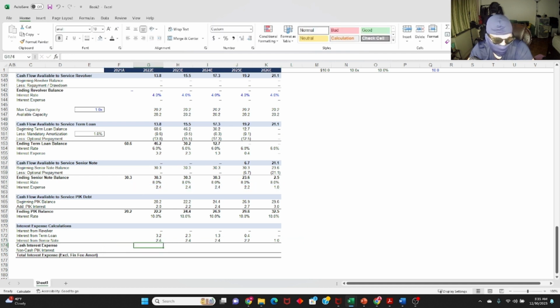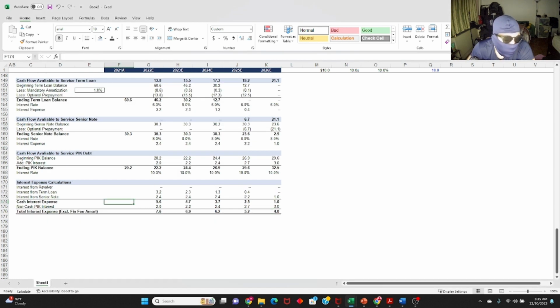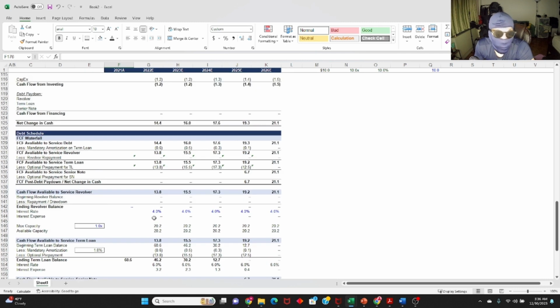Correct. Okay. Now your cash interest expense is going to be this. Your non-cash PIK interest, you're going to link it here. And then your total interest expense is essentially just going to be this. Just let me check the PDF real quick. Okay. So it seems like everything is flowing through properly right now.